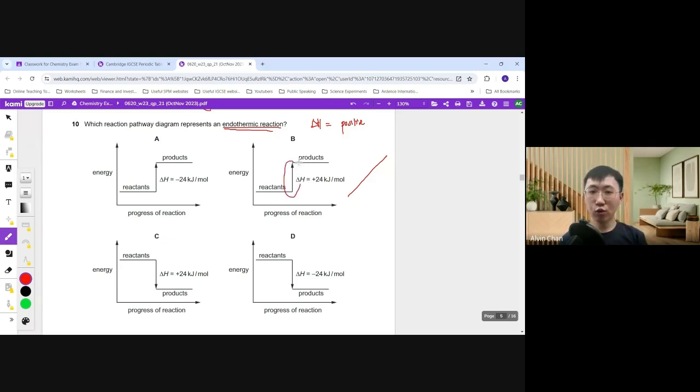So you look for arrow going upward. So this one downward, nope. Cross out C and D. This is for exothermic.